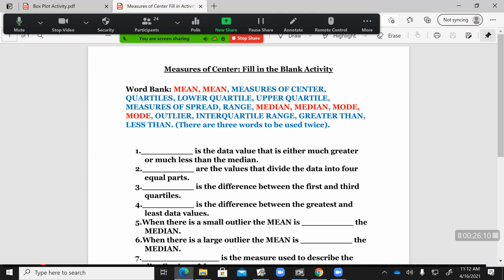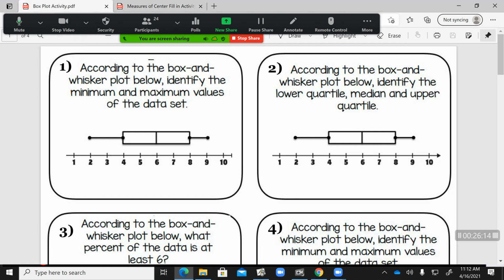Now the other activity, because it's two activities, this is a vocabulary one, is the box plot activity. This is simple because all you're going to do is answer questions about the graph that's already there for you. So here, for example, identify the minimum and maximum value. The minimum is this dot right here, which is 2. The maximum is 9. So your answer for that one would be 2 and 9.